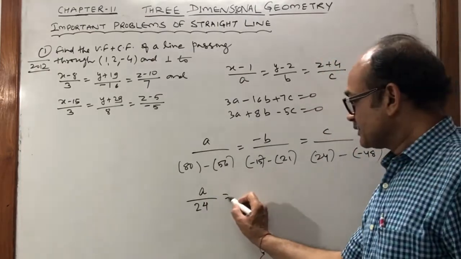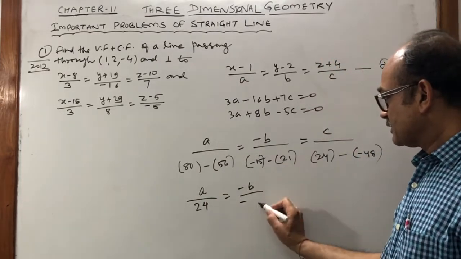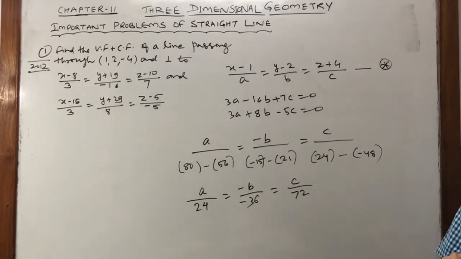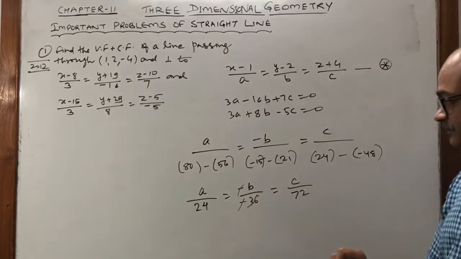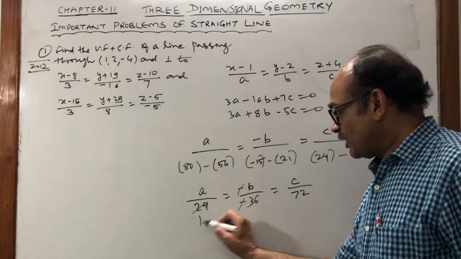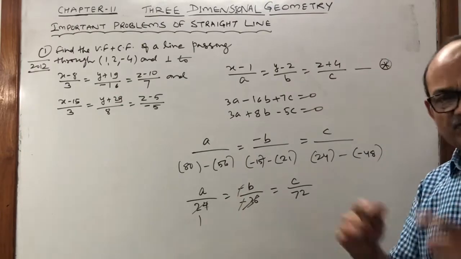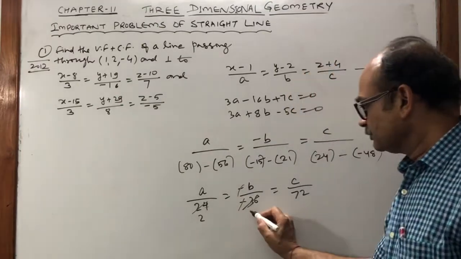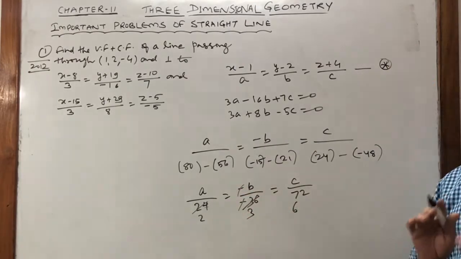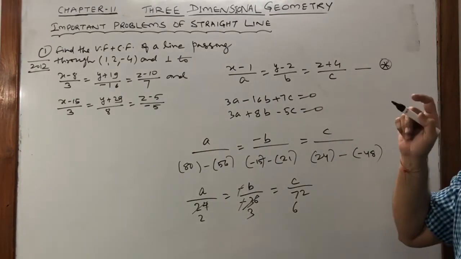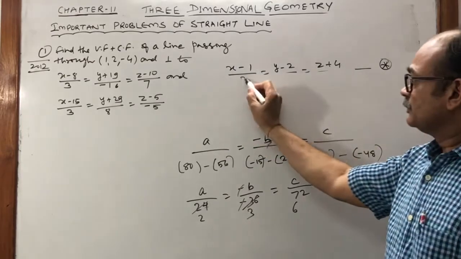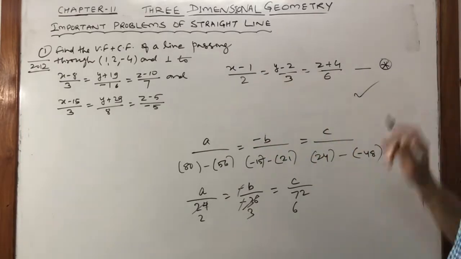a divided by 24, minus b divided by 36, and c divided by 72. Minus and minus cancel out. These three numbers we can cancel out with 24. Hence 1, 12 cancels out with 12, 12 2, 12 3, 6. So 2, 3, 6 are the DRs of this required line. Hence the answer is 2, 3, 6. We can substitute here: 2, 3 and 6 is the answer.